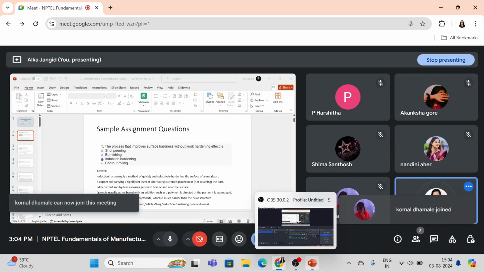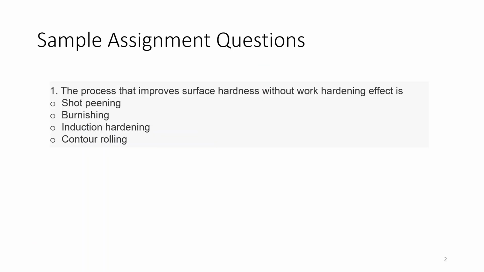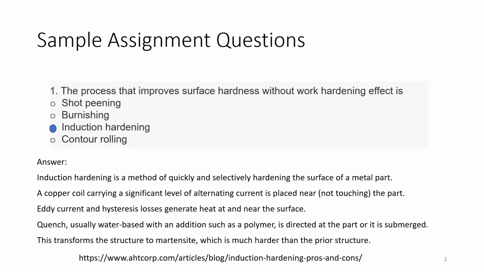Okay, so for those who have joined late, I'm going through sample assignment questions. These will be helping you in solving your weekly assignments. These questions are different from your assignment this week, but these will be helping you. So first question is the process which improves surface hardness without work hardening effect is. The answer will be induction hardening, and in case of induction hardening we use eddy current.